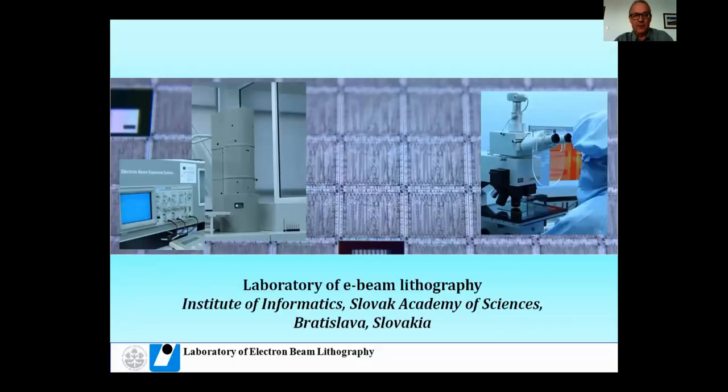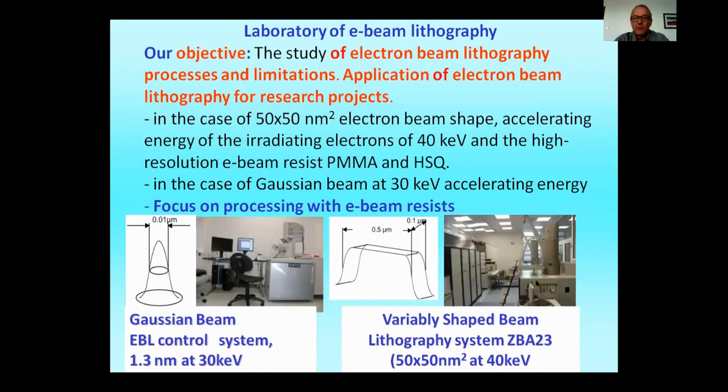Let me first introduce our laboratory. This is a small laboratory in the Slovak Academy of Sciences. We have two pieces of equipment. One is a powerful variable shaped beam system with a minimal spot size of 50 by 50 nanometer square and 40 keV electron energy. In addition, we have a small system based on scanning electron microscopy with a Gaussian beam, with a spot size of 1.3 nanometers at 30 keV. Our main objective is investigation of electron beam lithography processes and limitations, but we also create structures for research projects. So the application of electron beam lithography is an important part of our group.